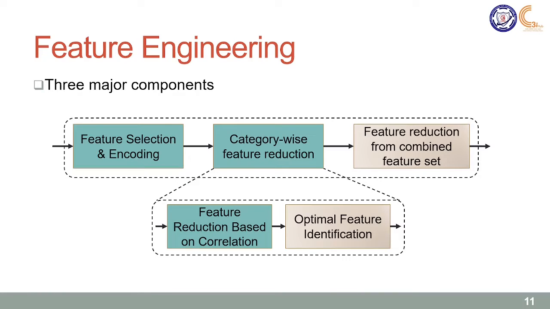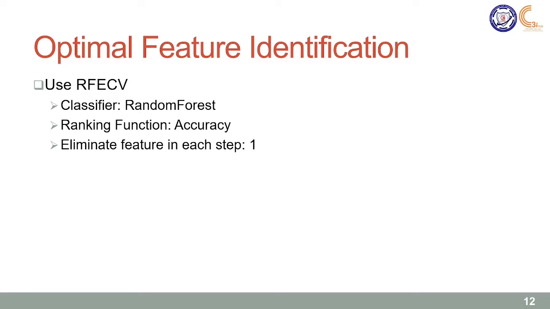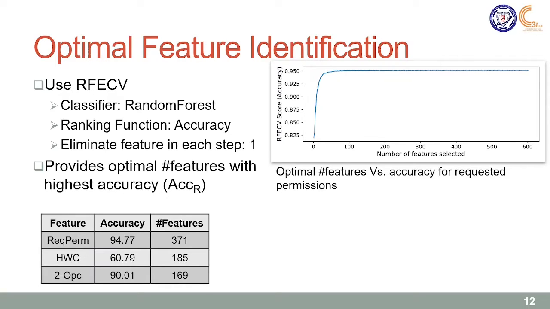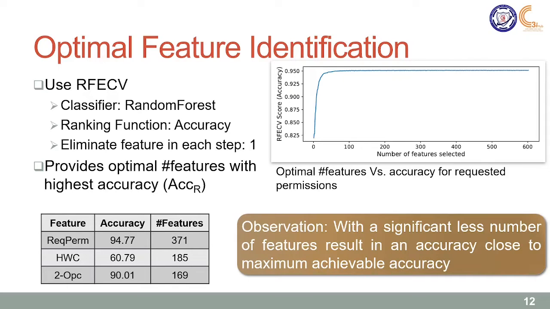These reduced features are then used for optimal feature identification. In optimal feature identification, we use RFECB with random forest as classifier and accuracy as ranking function. As a result, RFECB provides a grid of scores with the optimal number of features that achieves highest accuracy. However, if we carefully observe the number of features versus accuracy graph, we see that a significantly smaller number of features results in an accuracy closer to the maximum achievable accuracy.